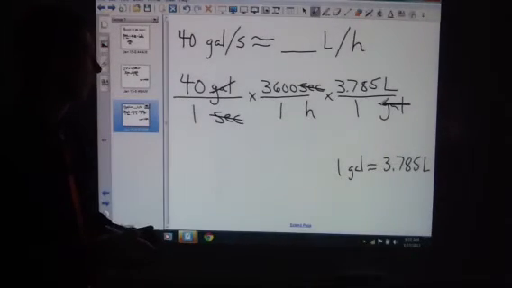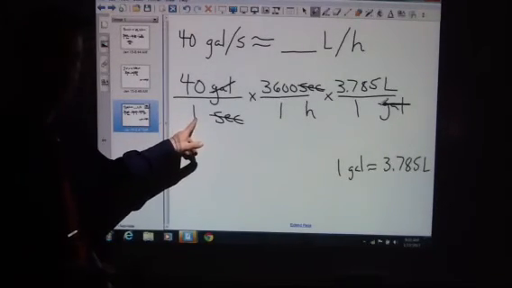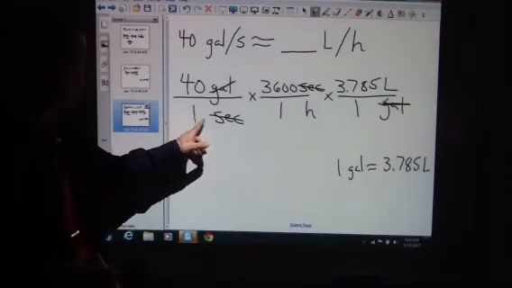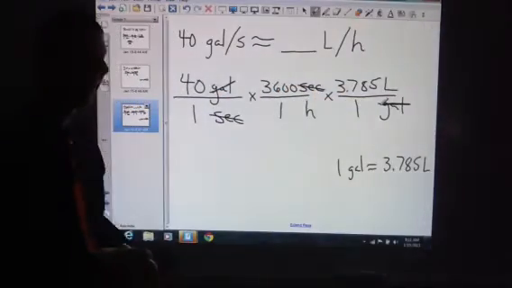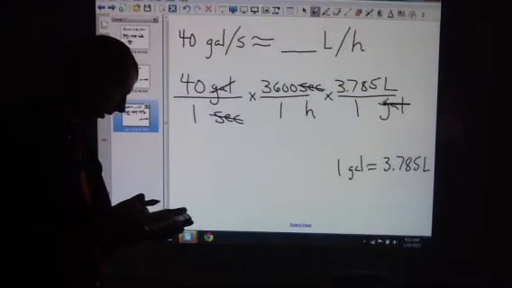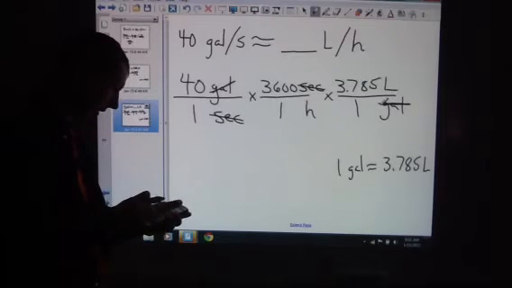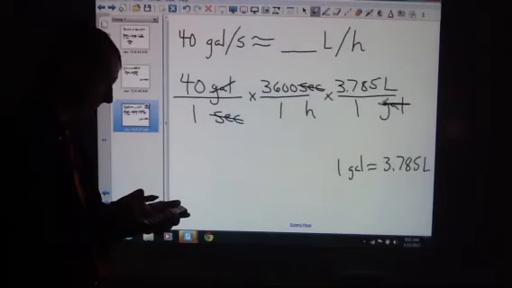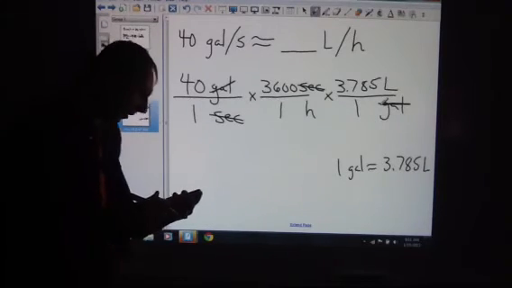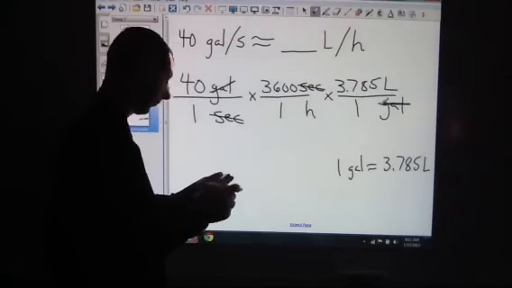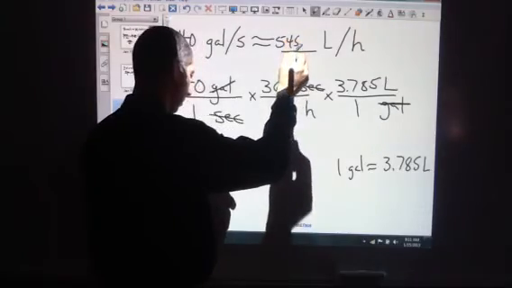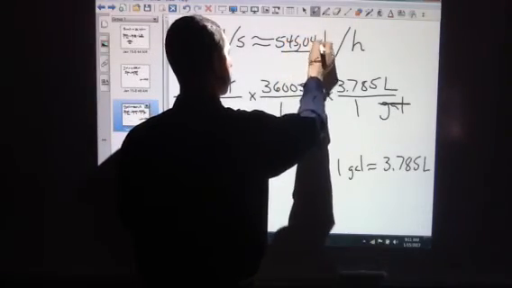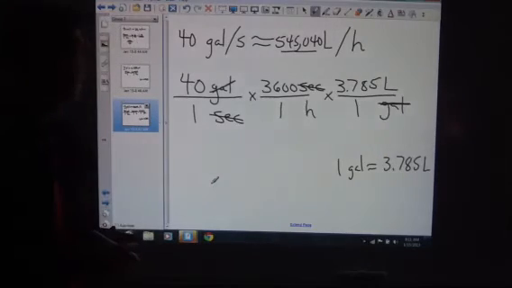Now it's a matter of crunching the numbers. If you look at your denominator, it's 1 times 1 times 1, so it's just a matter of multiplying your numerators and you'll have your answer. So I go 40 times 3,600 times 3.785, and I end up with 545,040. So there will be my answer for that problem.